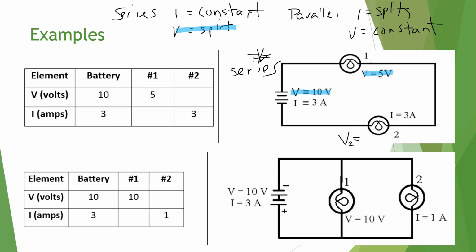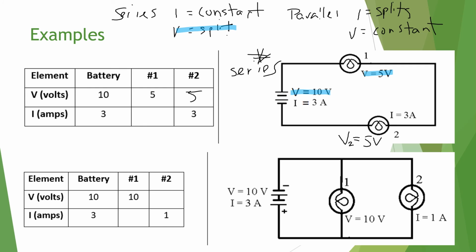So that means that the voltage at load 2 is going to be 5 volts. Okay, because 5 plus 5 equals 10, and we know that the voltage in a series circuit splits. So 5 goes in there as well.